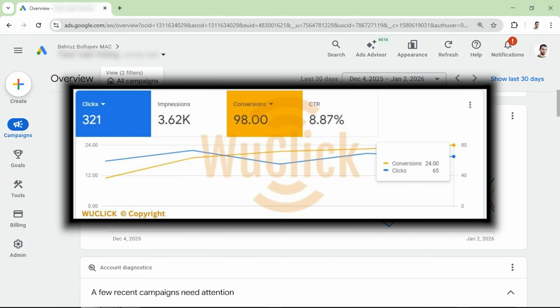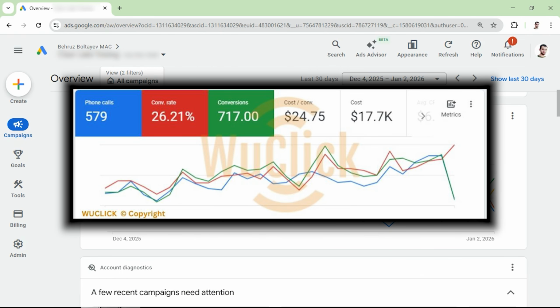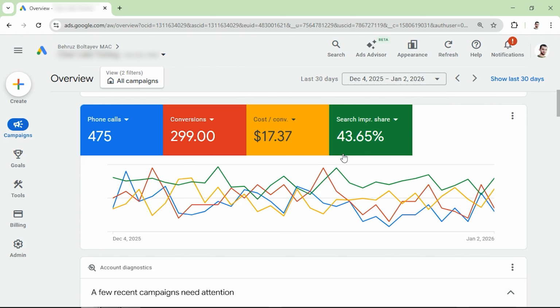And you can see more of these kind of examples where I've helped different types of local service businesses generate phone calls or form submissions using Google Ads. And you can also check my website to see more of these kind of case studies.